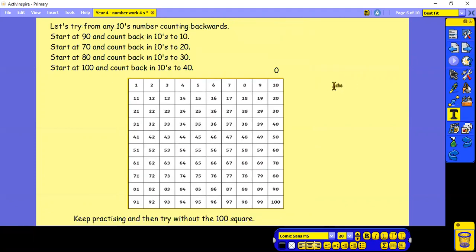So let's try counting backwards from any number in our tens. So start at 90 and count back in tens to 10. Start at 70 and count back in tens to 20. Start at 80 and count back in tens to 30. Start at 100 and count back in tens to 40. Keep practicing and then try without the 100 square.